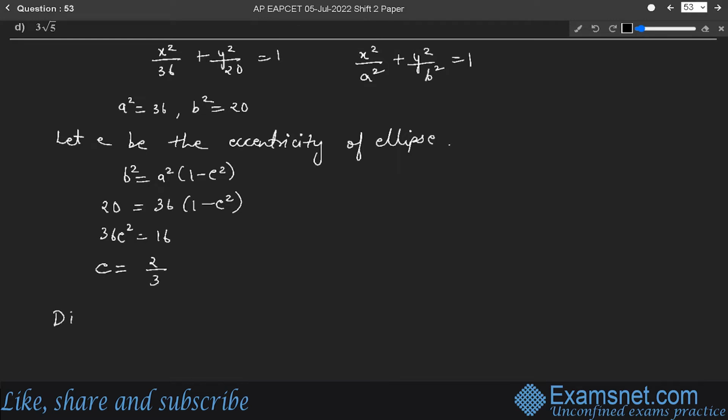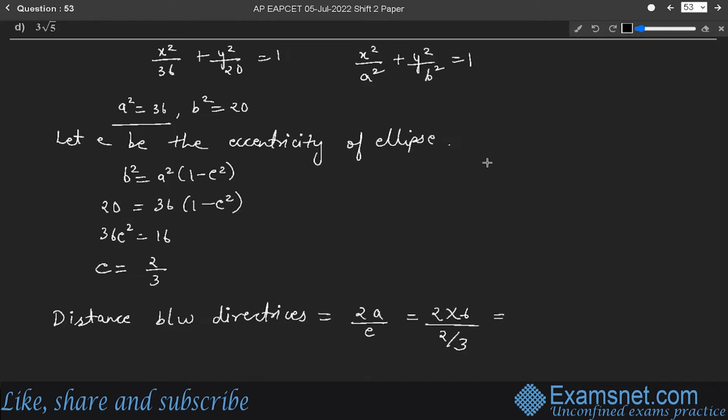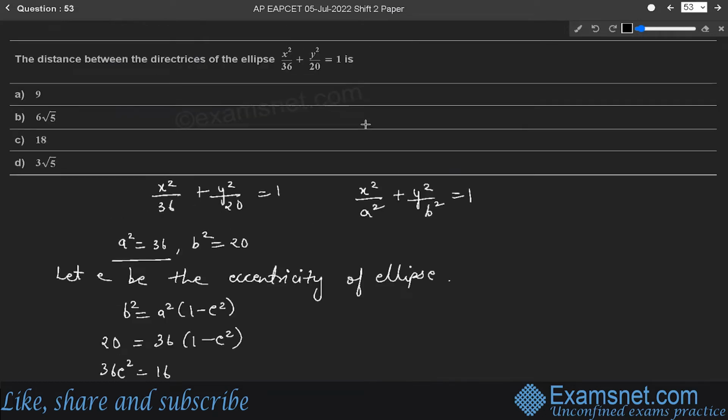Now we have to find the distance between the directrix. So the distance between both the directrix will be equal to 2a upon e, which is equal to 2 into 6 upon 2 by 3. We know that a square is 36, so a will be equal to 6. Now, on further cancelling it, it will be equal to 18. Therefore, we can say that the distance between the directrix of this ellipse is 18. So option number C is the correct option here.